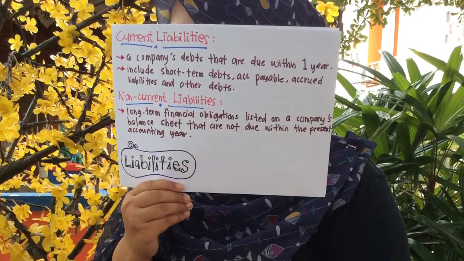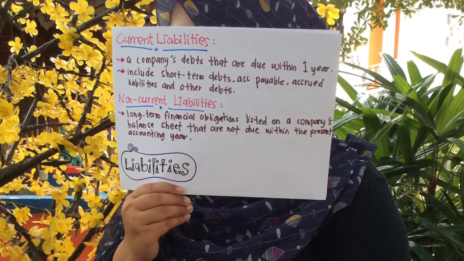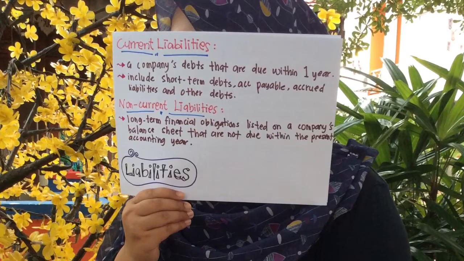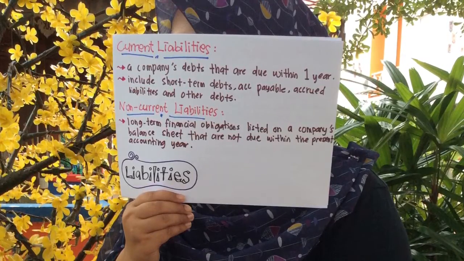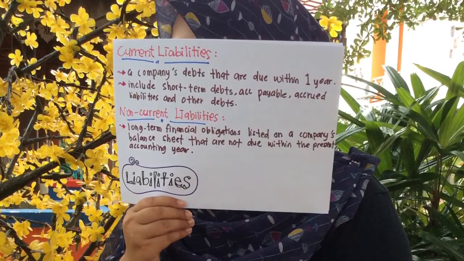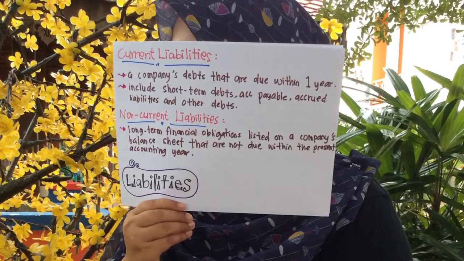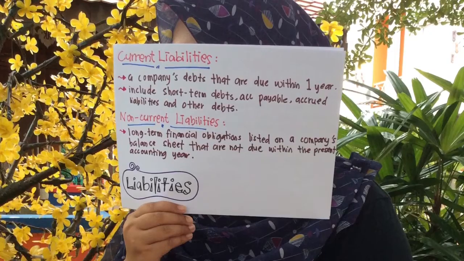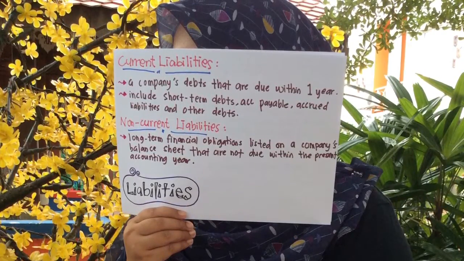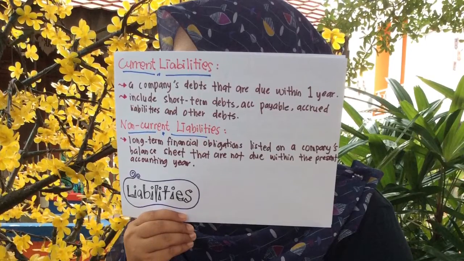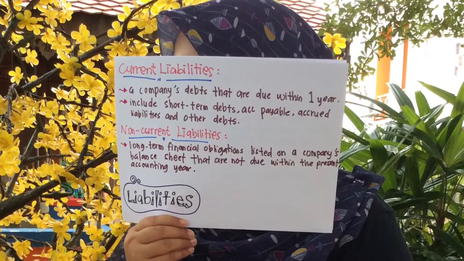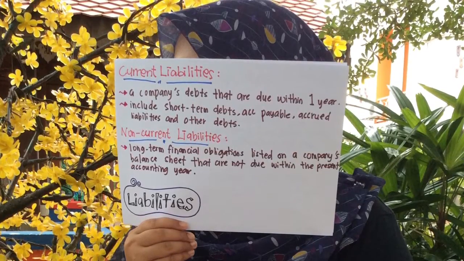There are 2 types of liabilities: current liabilities and non-current liabilities. Current liabilities are a company's debts that are due within 1 year. Current liabilities appear on the company's balance sheet and include short-term debts, accounts payable, accrued liabilities, and other debts. Non-current liabilities are long-term financial obligations listed on a company's balance sheet that are not due within the present accounting year.